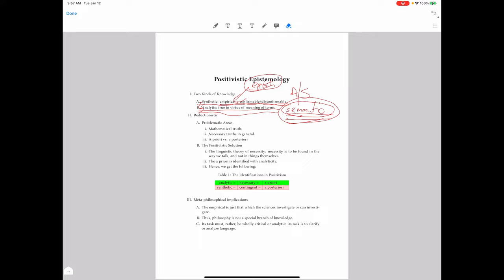So suppose you start with this view. Are there any particular obstacles to accepting it? And the answer is yes. Initially, such an epistemology gives rise to three primary problematic areas. Mathematical truths are neither confirmable nor disconfirmable by experience, so what are you going to say about them? There are necessary truths that may not be logical truths.